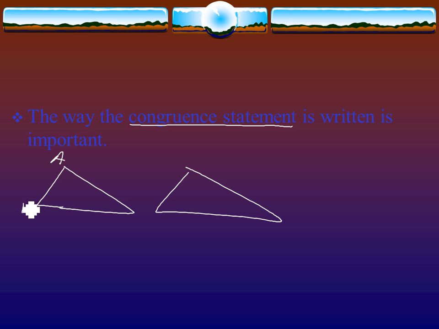Give me three letters for this first triangle. ABC. Give me three letters for the second triangle. K and B. Can't use B. We already used it. C. Now, the congruency statement, if I mark this triangle, let's say I mark it this way.